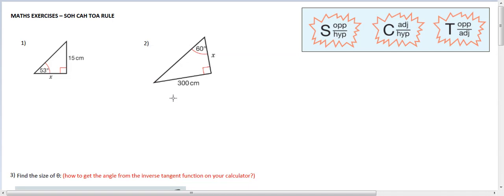Christopher Ody. Today we are here to solve this brief worksheet about the SOH CAH TOA rule. Okay, so let's start it.